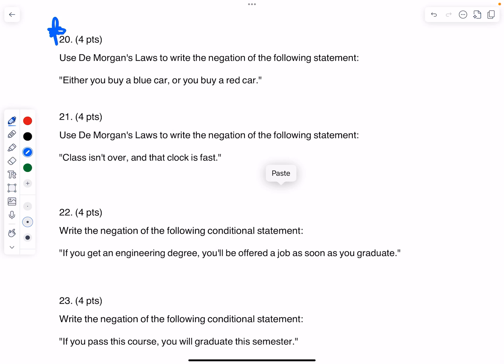Use De Morgan's laws to write the negation of the following statement. Either you buy a blue car or you buy a red car. Okay, so this is from the face-to-face review for Unit 2.